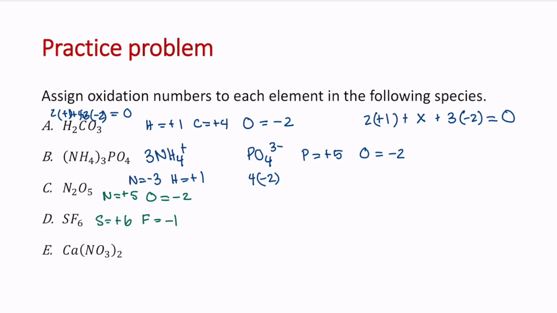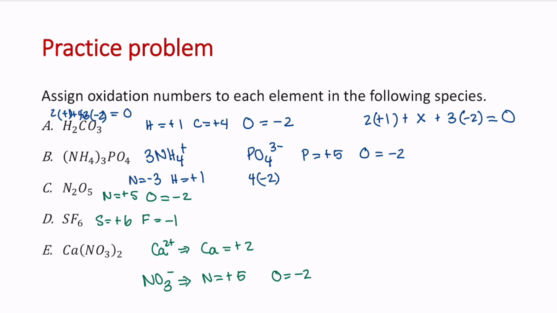In E, I have an ionic compound. So the monatomic ion, calcium, is a 2+ ion. So that tells me that calcium has an oxidation number of +2. The nitrate, NO3 minus, I'm going to have to figure out what my nitrogen is based off my oxygen. So my oxygen is -2, and I have three of them, which means I have an overall of -6. And in order to have a -1 charge, my nitrogen is going to be +5.